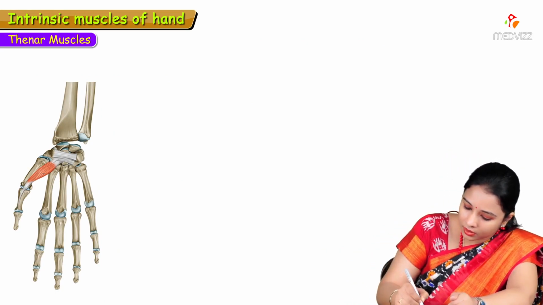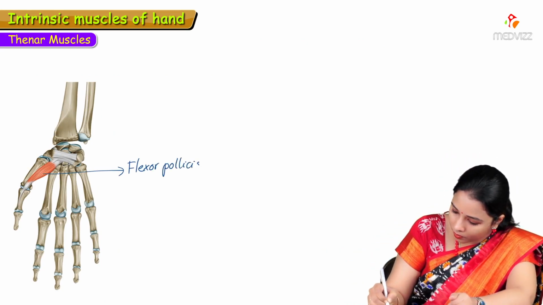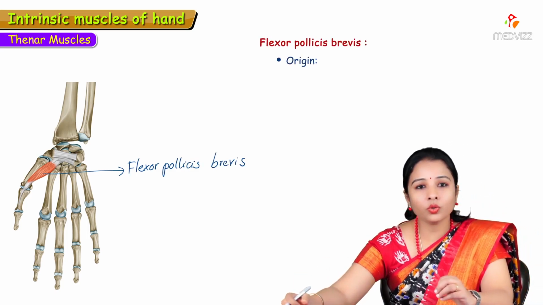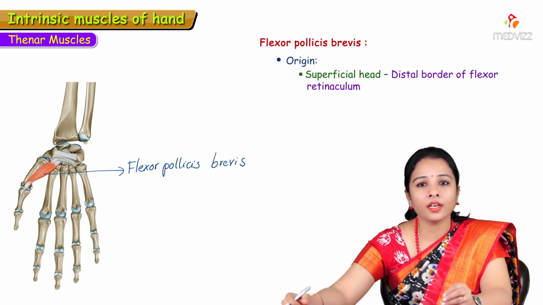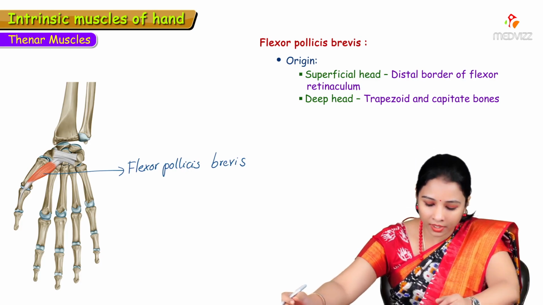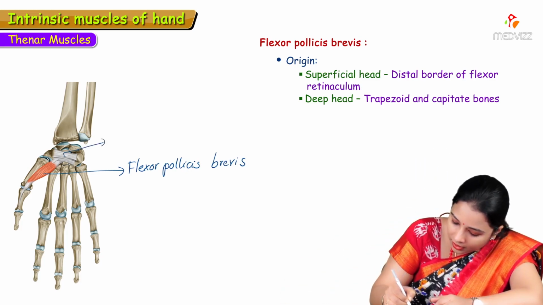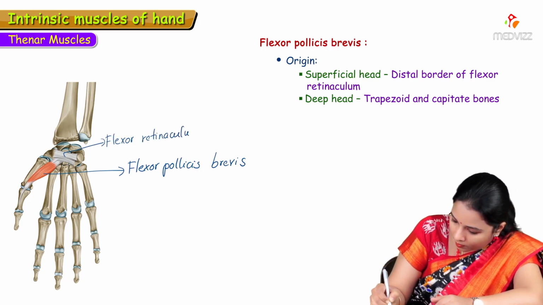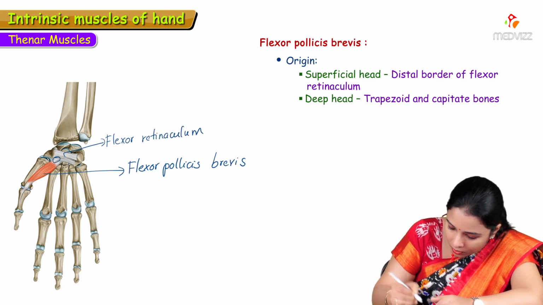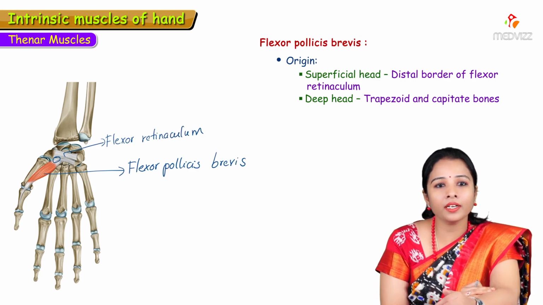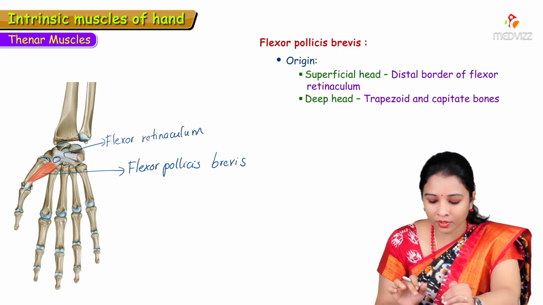The next muscle is the flexor pollicis brevis. So this is brevis, and flexor pollicis brevis, it has got two heads, a superficial head and a deeper head. Superficial head from the distal border of the flexor retinaculum. So this is the flexor retinaculum. So you can see this part is the superficial head which gets origin from the flexor retinaculum, and deeper head, it gets origin from the deeper to the flexor retinaculum.